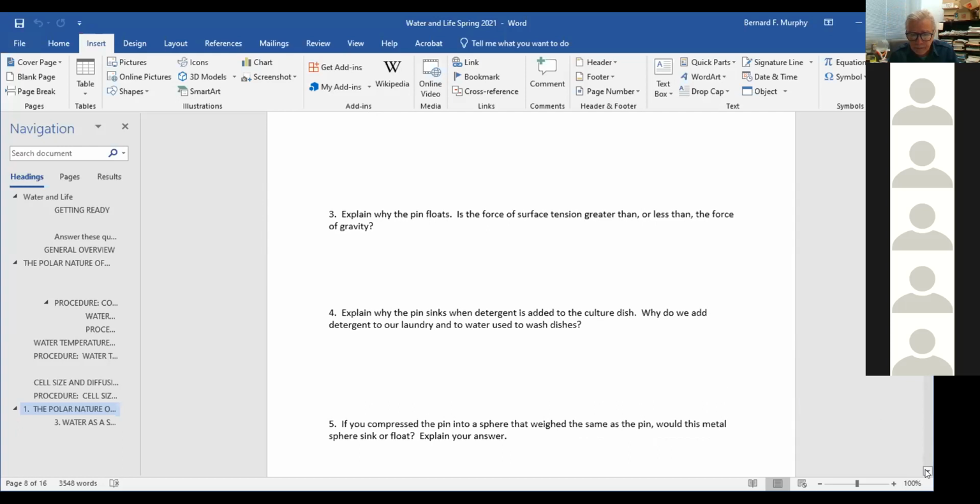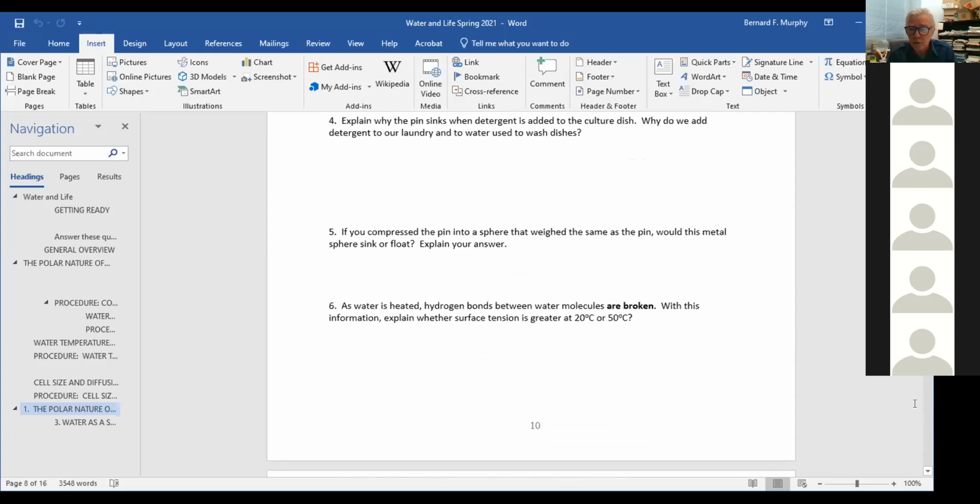Okay. 5. Compress the pin into a sphere that weighed the same as the pin. Would it sink or float? It would float, right? Nah, it'd probably sink. One thing is, like I said, you can float things that are heavier than water if you spread them out enough. You've got to spread them out. So the mass of the pin is spread out. You know, the mass of an aircraft carrier is spread out.